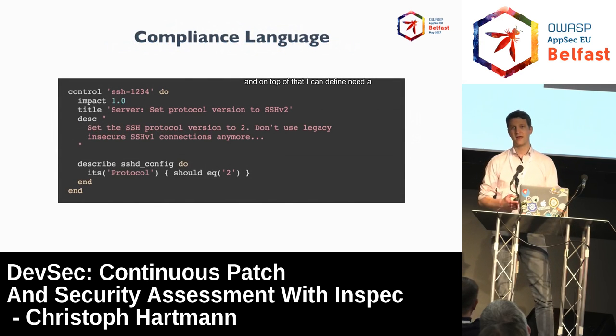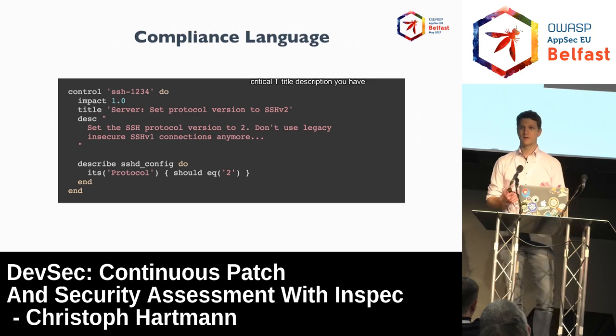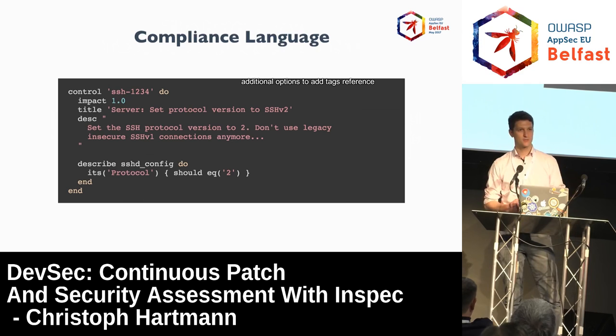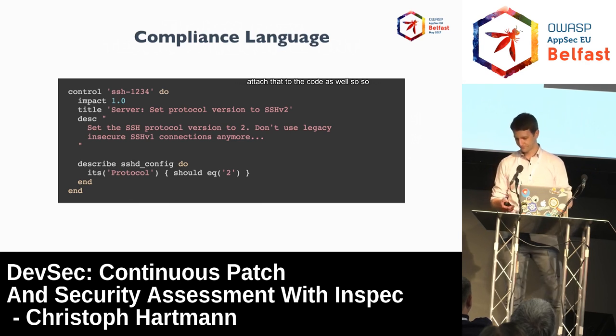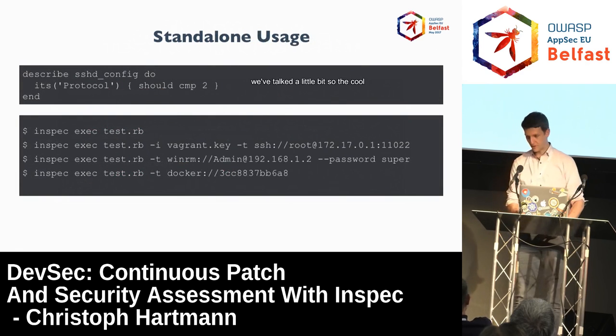And on top of that, I can define metadata as well. So I have an impact, criticality, title, description. We have additional options to add tags and references. We are working with major US government agencies, and they use it because they have so many different cross references, and you want to attach that to the code as well.